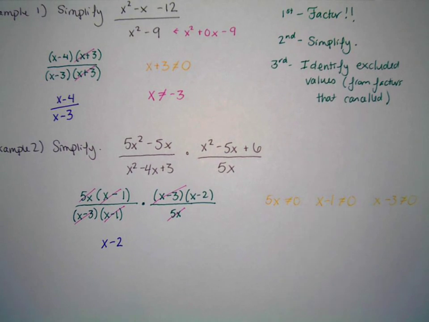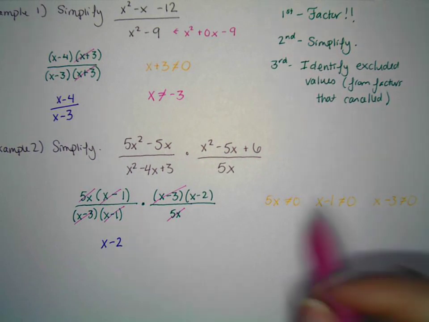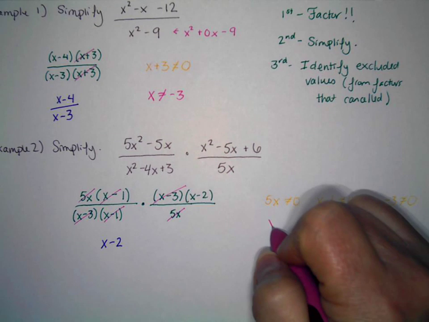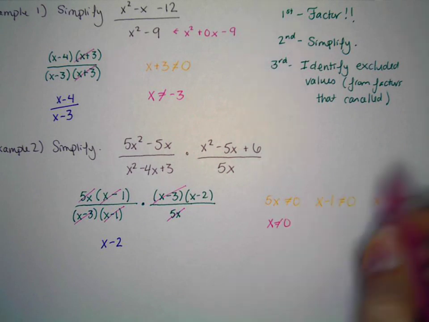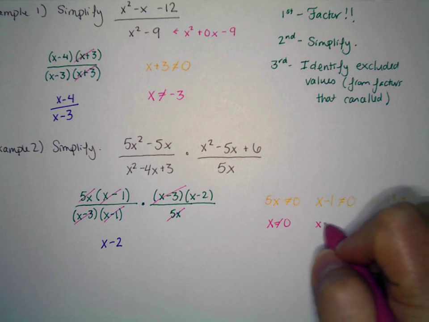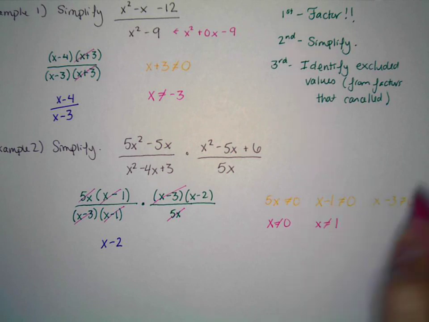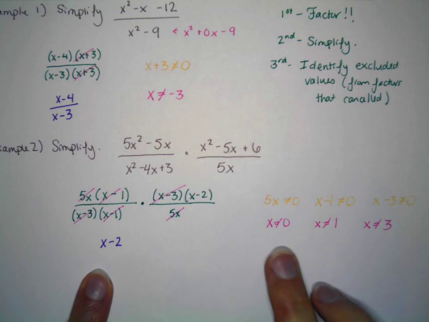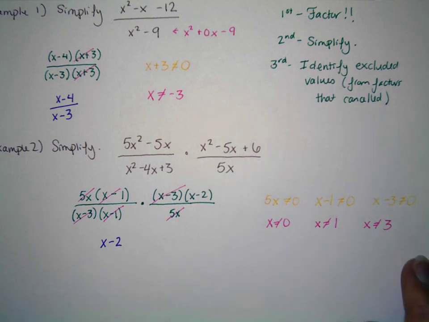And now if we solve each of those 3 little equations: if I divide both sides by 5, 0 divided by 5 is 0. Here, to solve this, if I add 1 to both sides, 0 plus 1 is 1, so x cannot equal 1. And if we add 3 to 0, we get x cannot equal 3. So our answer is x minus 2, where x cannot equal 0, 1, or 3.